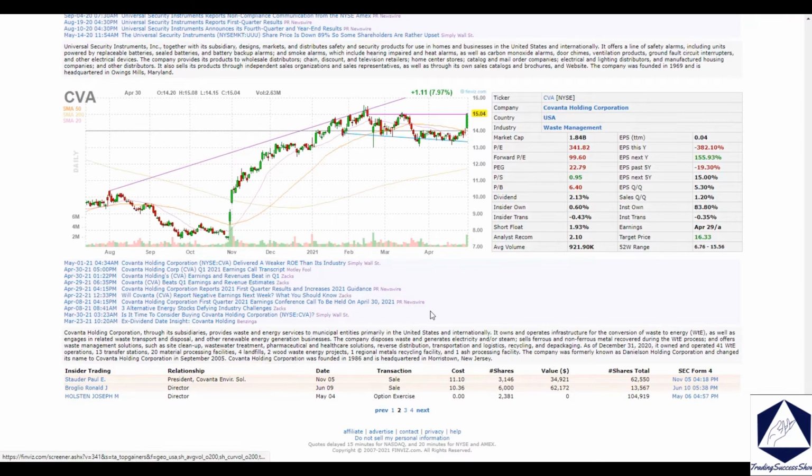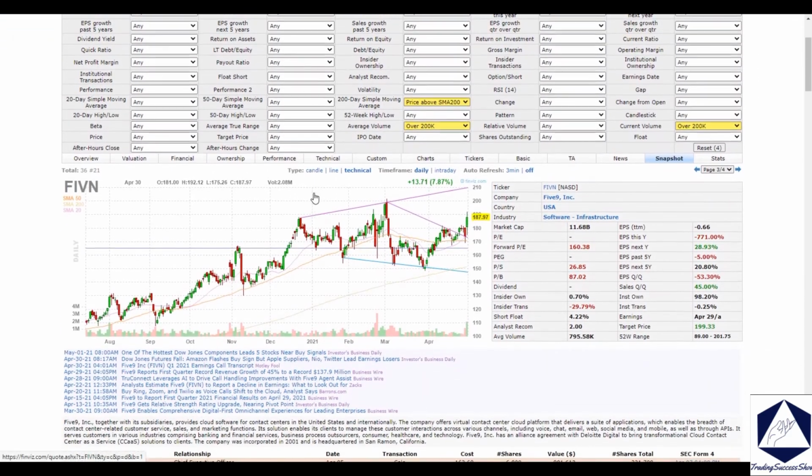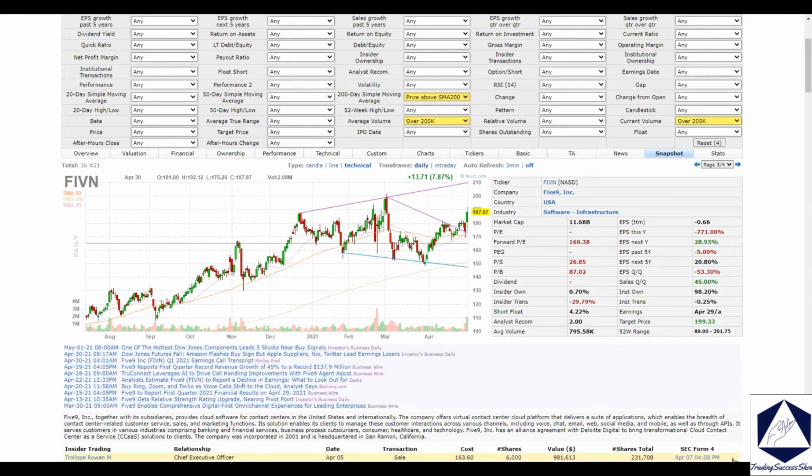Okay, next is going to be our FIVN. The only thing I don't like about it, just keep an eye on it, put it on your back burner, because we have the left side, the head, and the right side of the shoulder. Pretty much what we're going to be looking at here is, this is a shoulder, this is the head, and then this is the right side of the shoulder. Okay, pretty much I do like it.